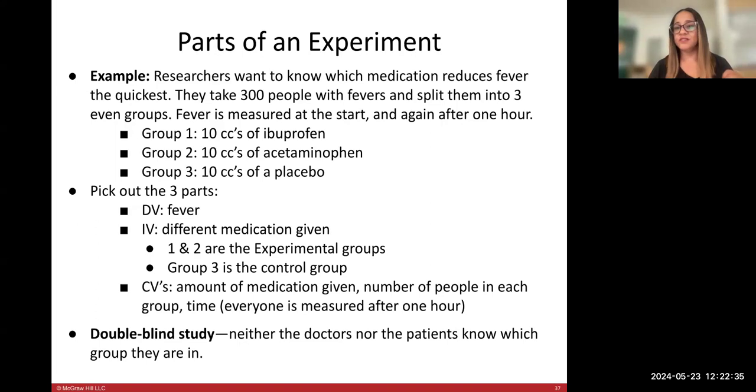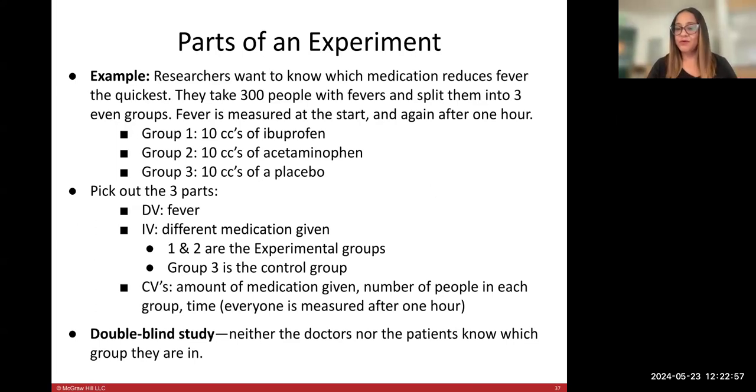Group 2 gets 10 cc's of acetaminophen. Group 3 gets 10 cc's of a placebo. And then we pick out the variables. The dependent variable, the thing you are measuring, is the fever. That is a quantitative observation. You can actually measure your fever, your internal body temperature, and put a number to it. So that would be a quantitative observation.